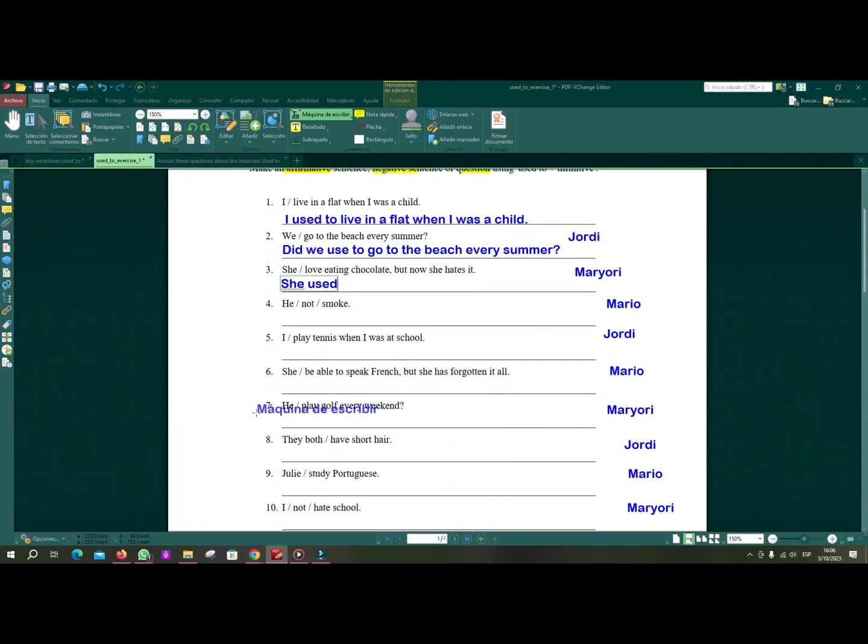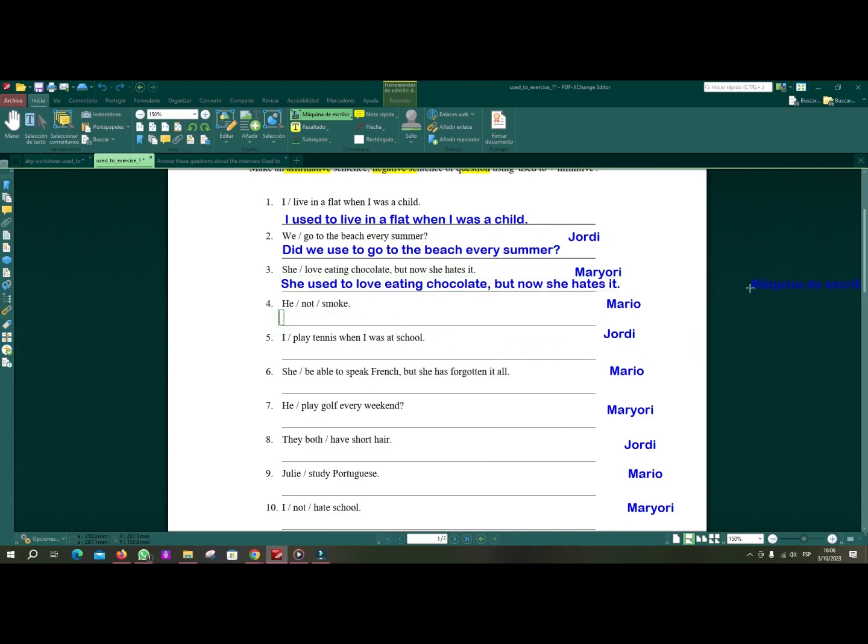She used to love eating chocolate, but now she hates it, right? That would be that one. So, she used to love eating chocolate, but now she hates it. Okay, nice. That's great, Marjorie.